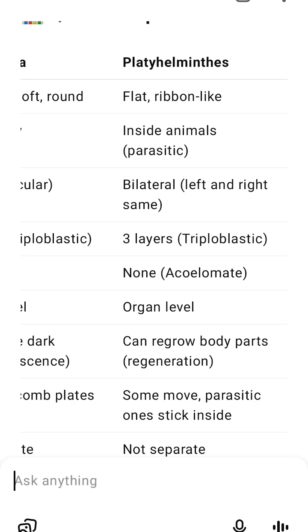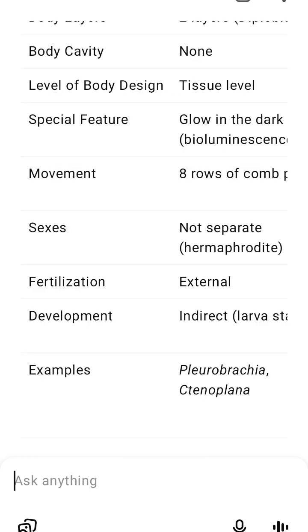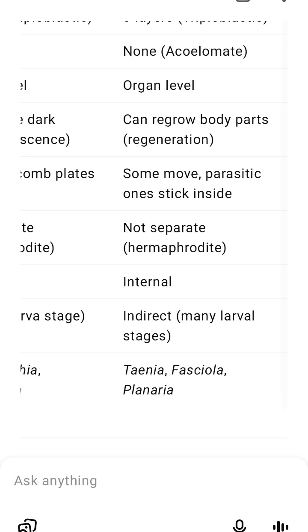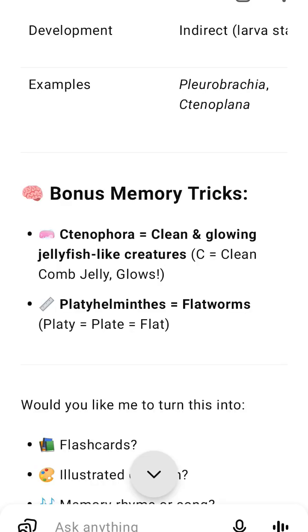Examples: Pleurobrachia, Ctenoplana; Taenia, Fasciola, Planaria. Bonus memory tricks. Ctenophora: clean and glowing jellyfish-like creatures. C, called clean comb jelly, glows. Platyhelminthes: flatworms. Platy, plate, flat.